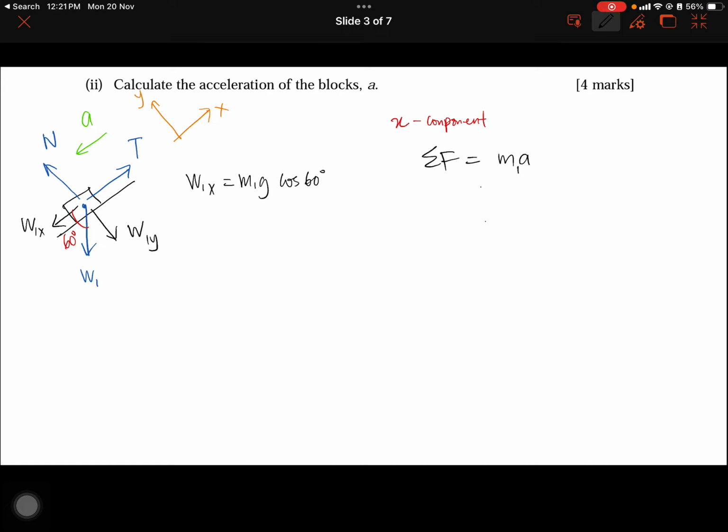Since we have written down Newton's law of motion, now we're going to list down all of the forces on the x components. In total, there are 2 forces on the x component, which is going to be the tension, and we also have W1x here. But remember, because we are adding forces, we need to make sure to include the sign as well, because the sign shows the direction.